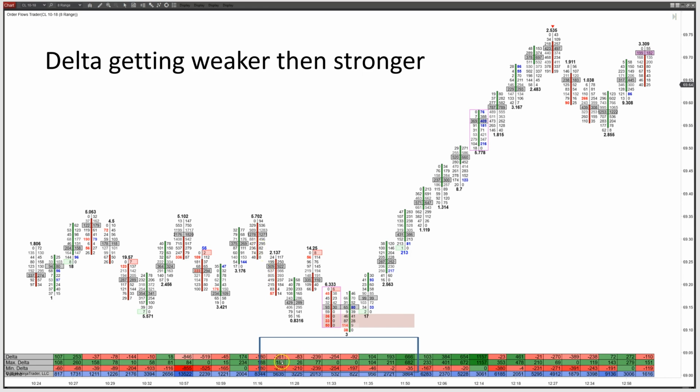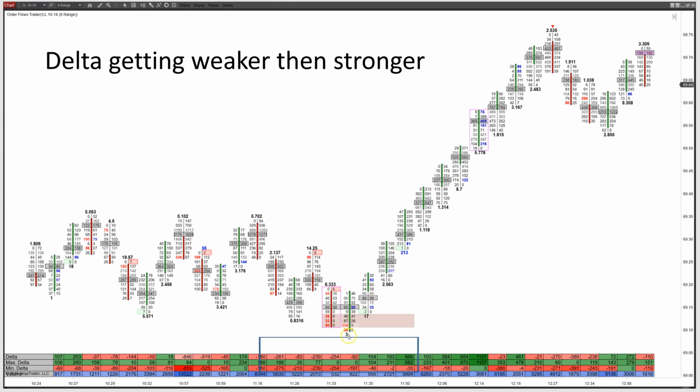Here, it's sort of going back and forth. It's negative, minus 180, minus 261, minus 83, minus 239, minus 254, minus 92, right on this low. Then positive 104, 193, positive 666. But what you're looking at as you're tailing off, coming into this low, it's getting weaker. Minus 254, minus 92 on the low. Then it starts rallying right off the low.